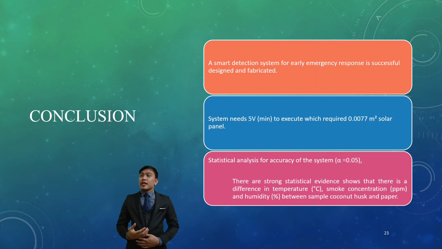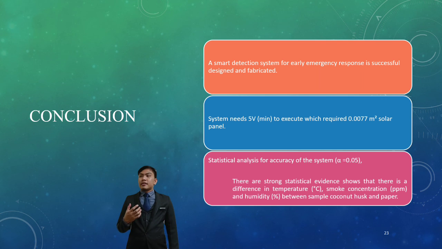In the conclusion, this project succeeded in designing and fabricating a smart detection system for an early emergency response. This system needs a minimum of 5 volt of electrical energy to execute, which requires at least 0.077 meter square of surface area of solar panel.